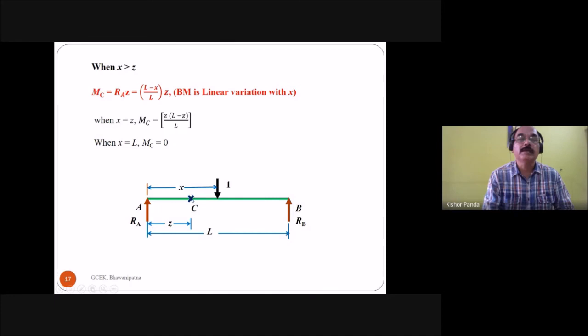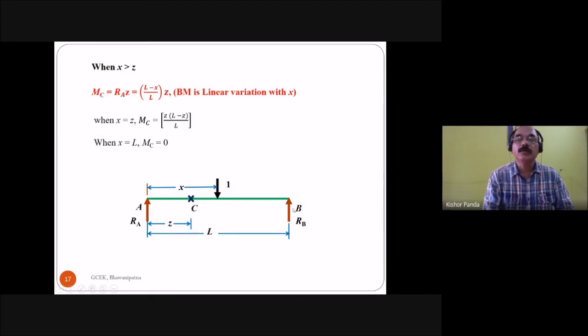When X is equal to Z, what is MC? And when X is equal to L, what is MC? That you have to find out. Because this is your value between B and C, you can find out the MC value when the unit load is present at C, that is X is equal to Z. So what is the MC? When you put X is equal to Z, L minus Z by L into Z. So when X is equal to Z, MC is equal to Z into L minus Z by L.